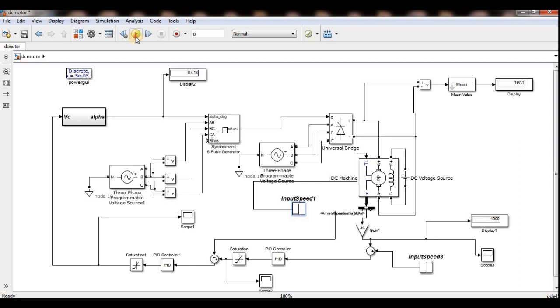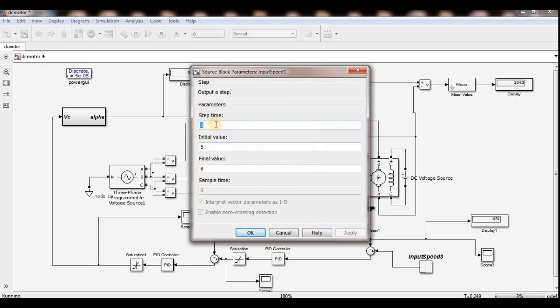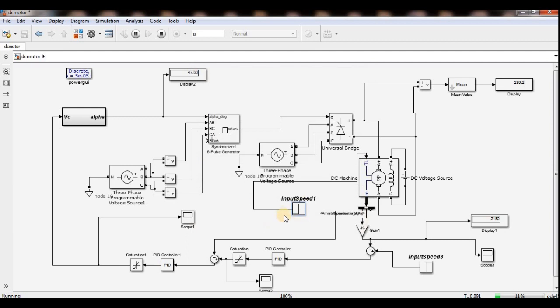See what will happen after 5 seconds, or let me change it to 4 seconds. Because previously we changed it at 50 seconds, so now I changed it to 4 seconds. Okay, one more scope is required for torque. So this is the electromagnetic torque.